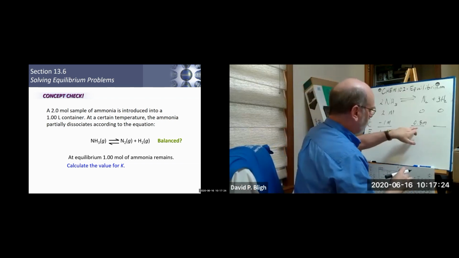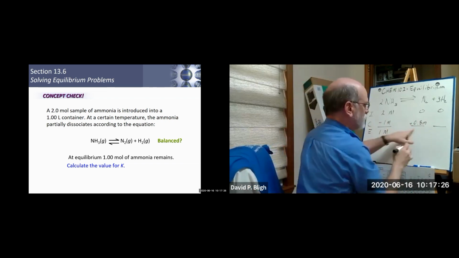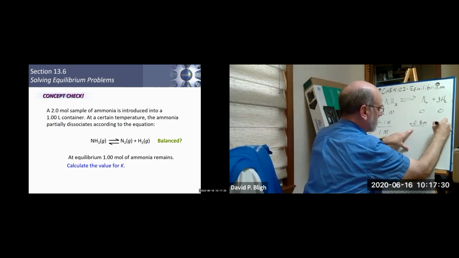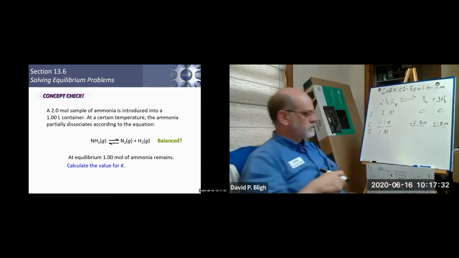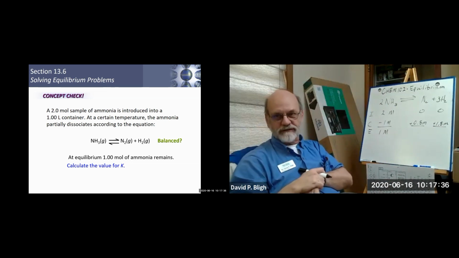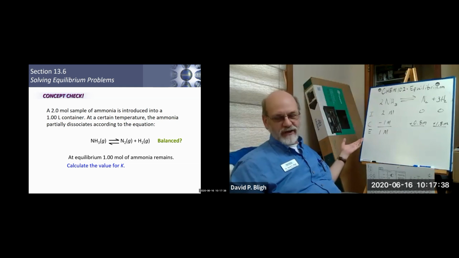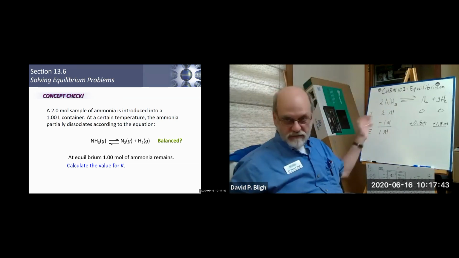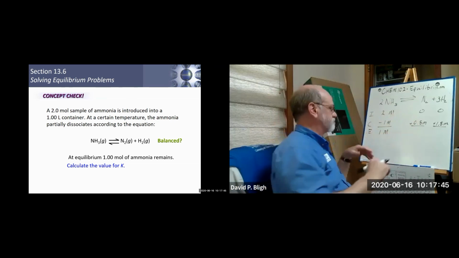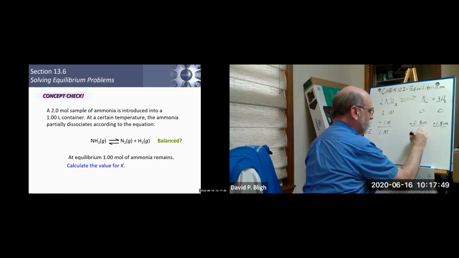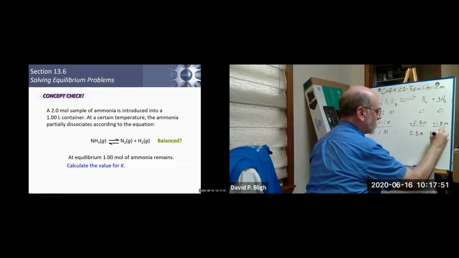So if you get 1 of these, then you get 3 times that much over here. Okay? That's why a balanced equation is so important. Besides the fact that you can't calculate K, you need to do these logical progressions. So now at equilibrium, we have 0.5 molar here, and we have 1.5 molar there.